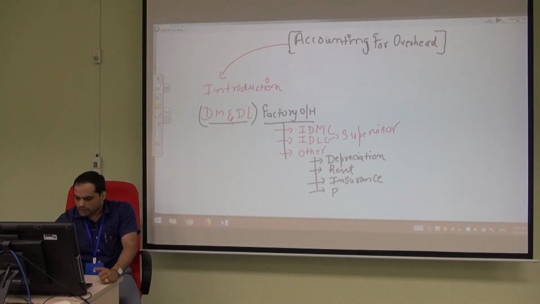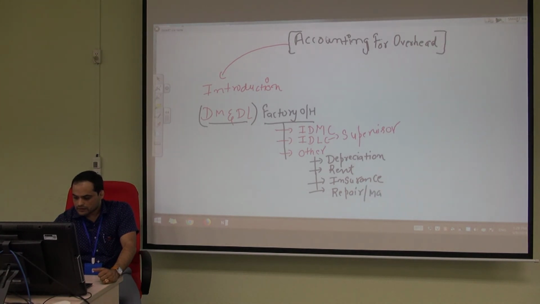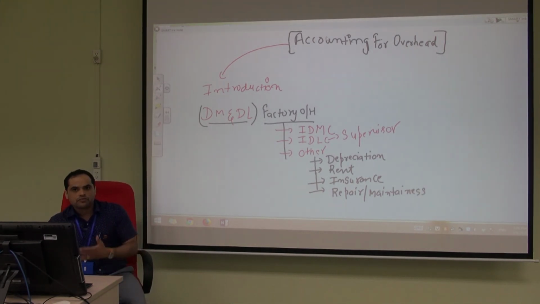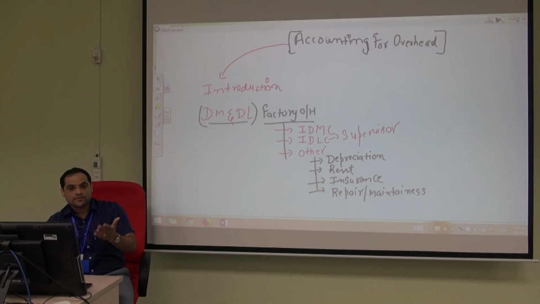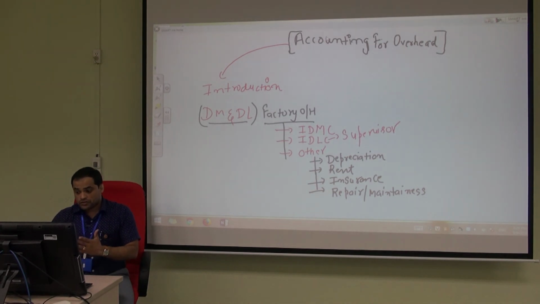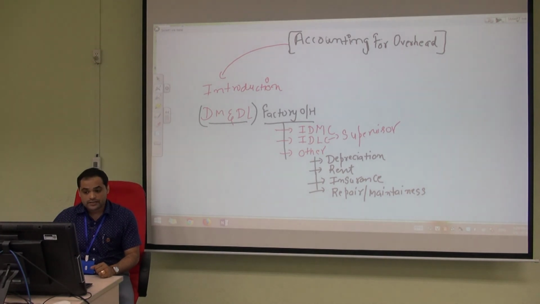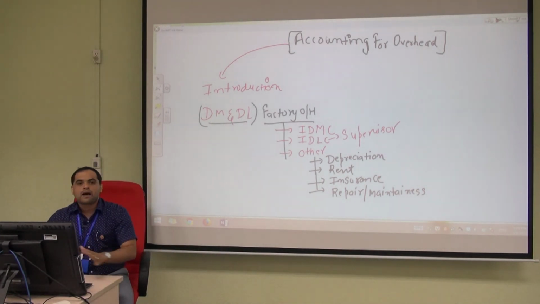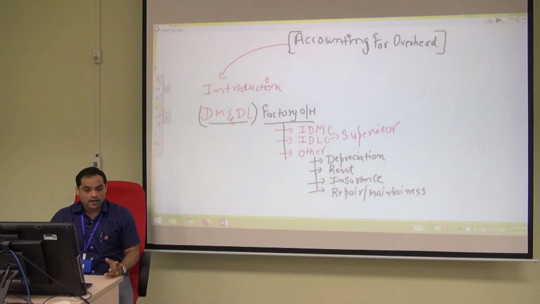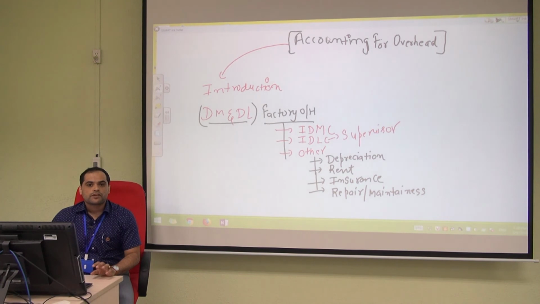Another example could be repair and maintenance. We have to repair and maintain the assets which are involved into production, such as the machine. So whatever money we are spending for the repair and the maintenance of those machines, that could be an example of your factory overheads. So that's all about the meaning and the types of factory overhead. That's the basic introduction about the factory overheads.